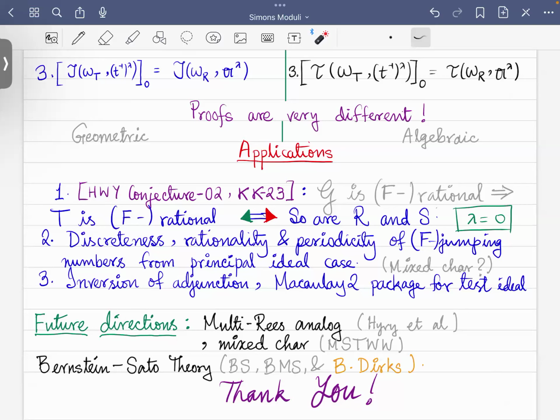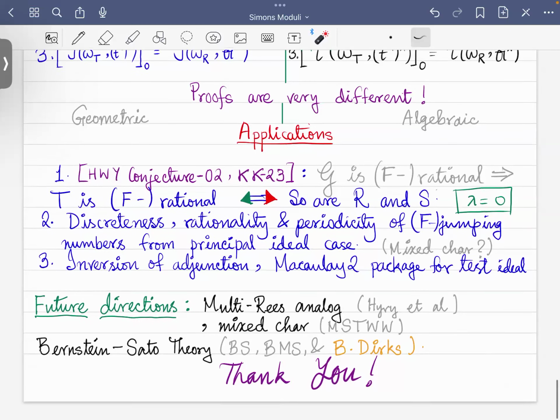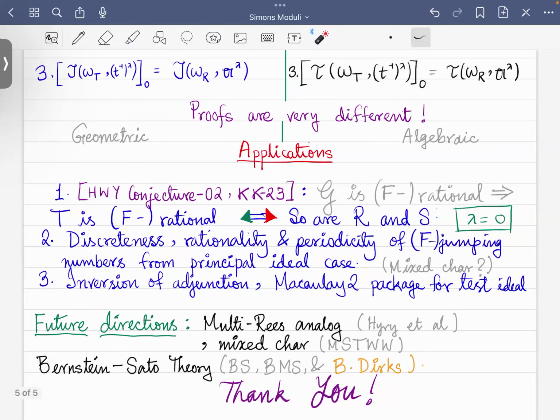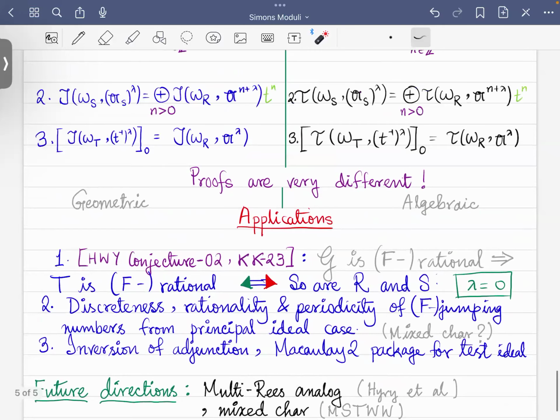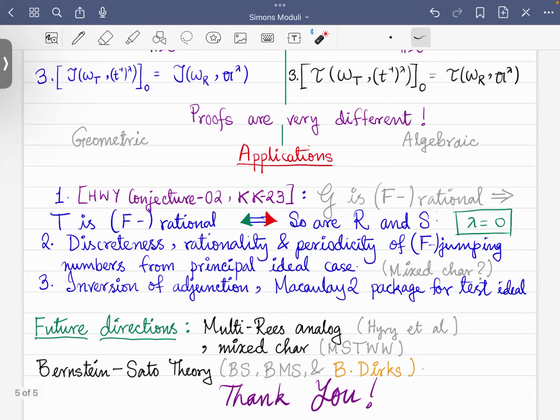I mean, of course, otherwise there's a strong suspicion that there is a counterexample, right? That of the rationality. But for test modules or multiplier modules, I don't need any Gorenstein assumption. I see. Could you say also one word about what sort of inversion of adjunction you get?